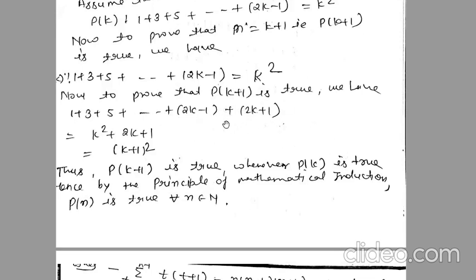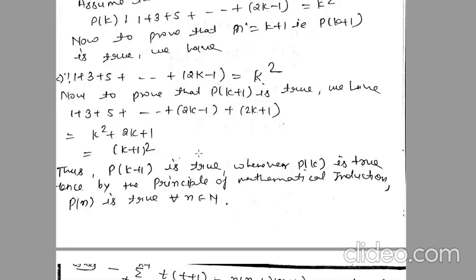This term is 1 plus 3 plus 5 plus and so on 2k minus 1 plus 2k plus 1. That means before 2k plus 1 there is another term 2k minus 1, right? So you will write this value as k square and your statement is complete.